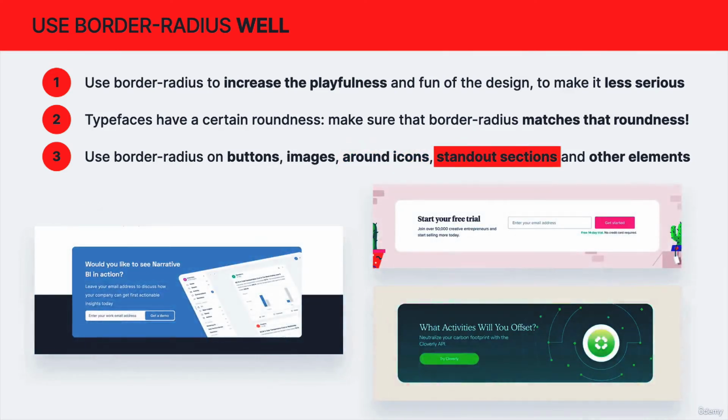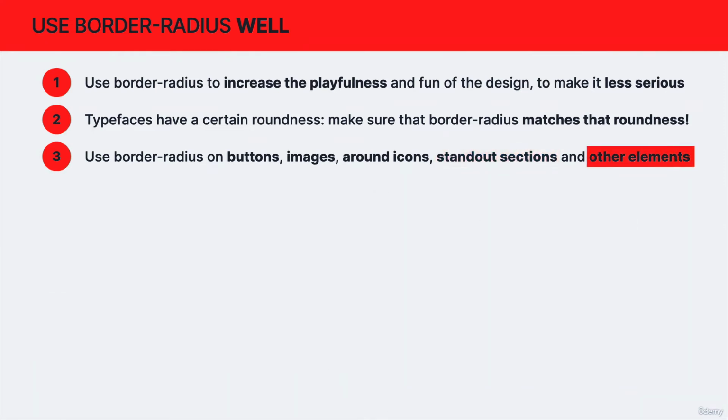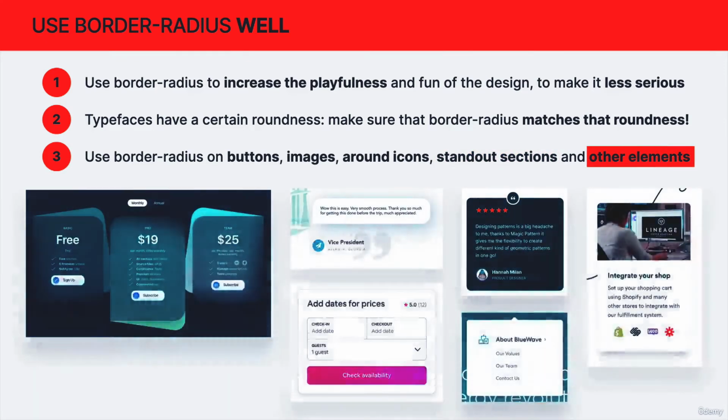Next, border radius is also used on some sections that we want to stand out, so a little bit like a shadow as well. And finally, also some other kind of random elements can always use some border radius. So here are just a couple more elements that I found when researching the course that use some border radius in some form or another. And so I hope that these examples can help you to find some inspiration, along of course with all the other ones that I showed you in this lecture.